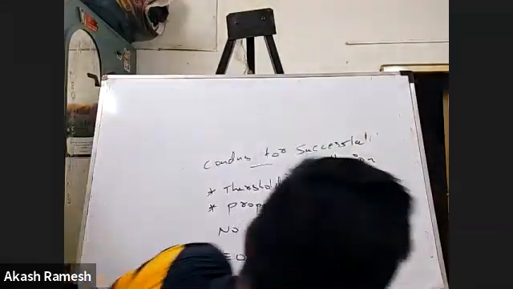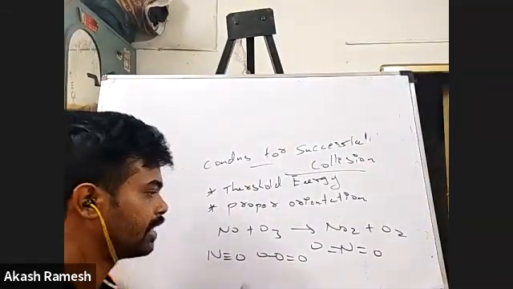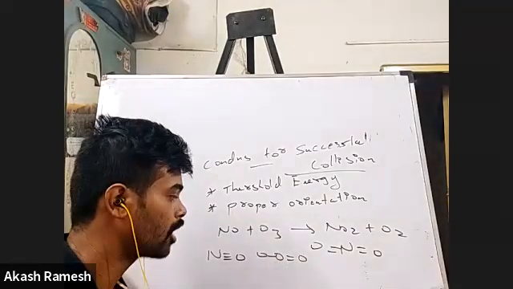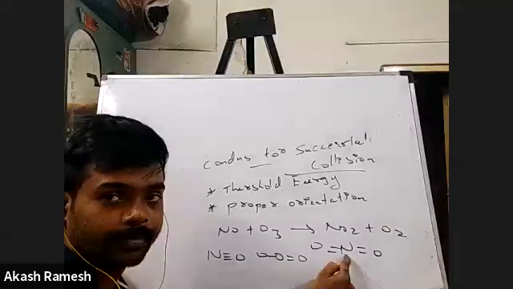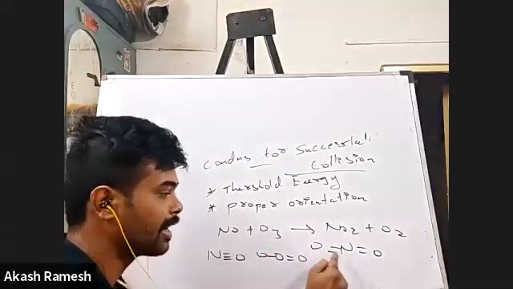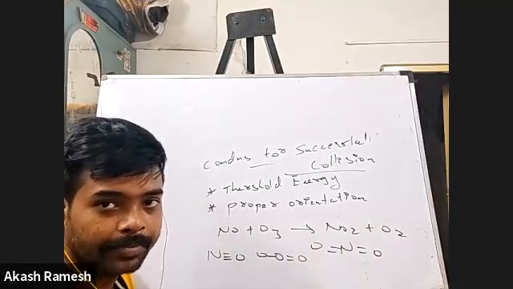Okay. So what are you trying to see here? One of the oxygen atoms from ozone is attacking the nitrogen, is it not? One of the oxygen atoms from ozone is attacking the nitrogen molecule and it is forming a bond. Isn't it? Right?